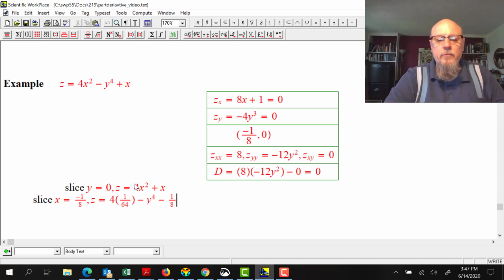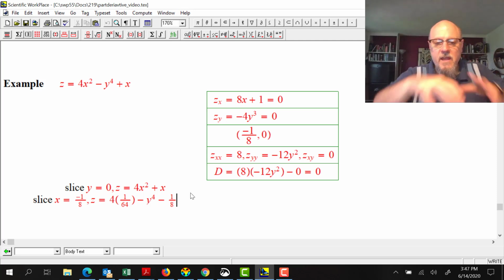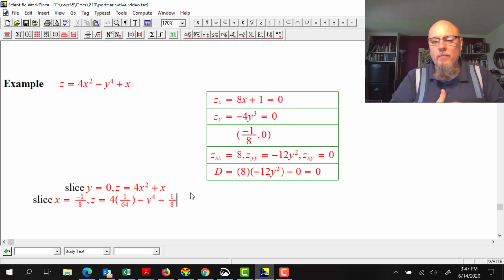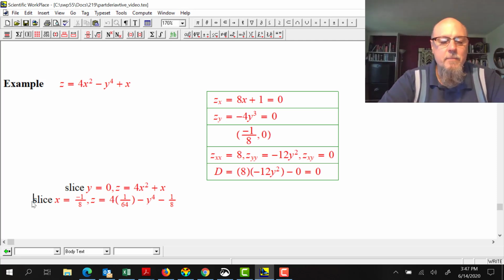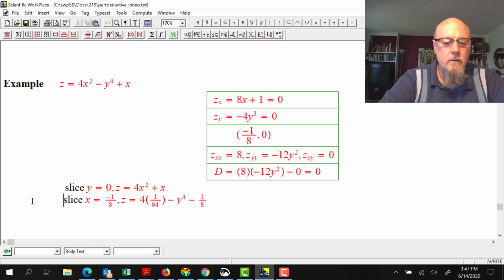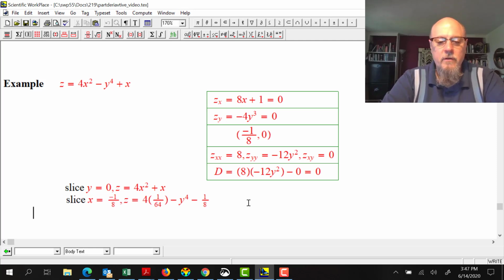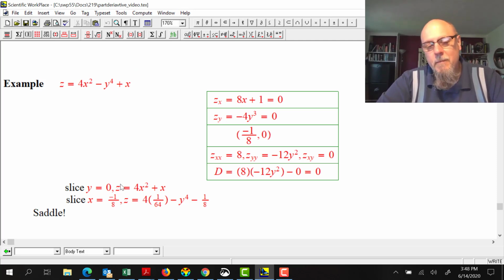So in the slice with y equals 0, it's upward, and the slice when x is equal to minus an eighth, it's downward. That's telling me it's a saddle point. So I'm actually thinking about the shape here, and making my conclusions that it must be a saddle. We could draw this and see it's a saddle as well, but algebraically we can see that it must be a saddle. So this was inconclusive when we get that determinant piece equal to 0.